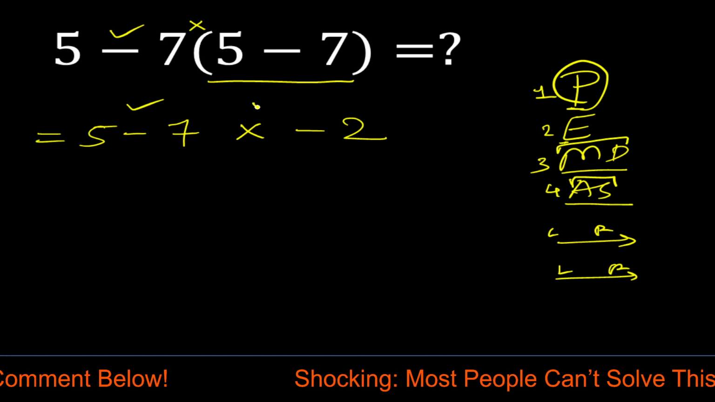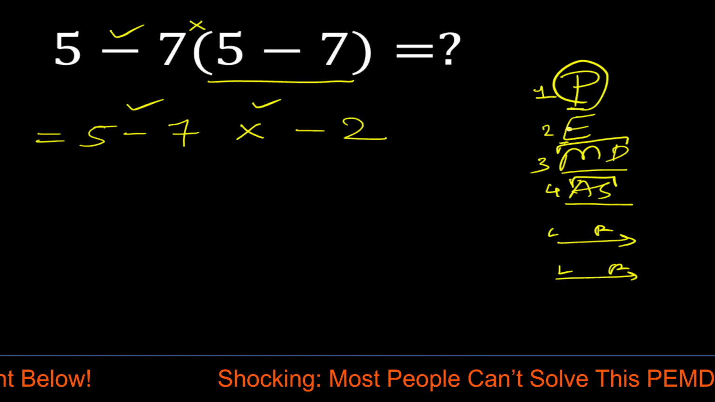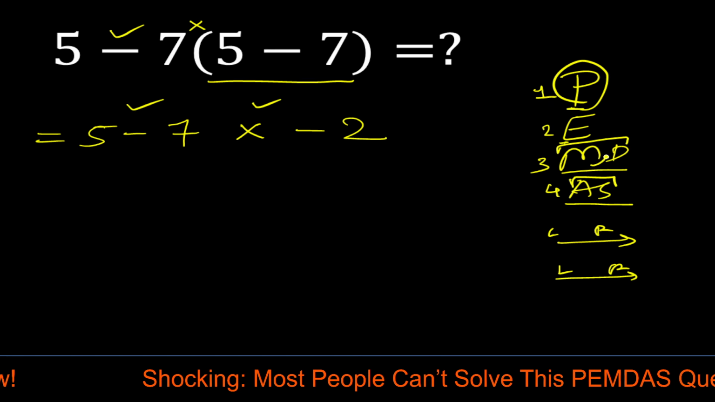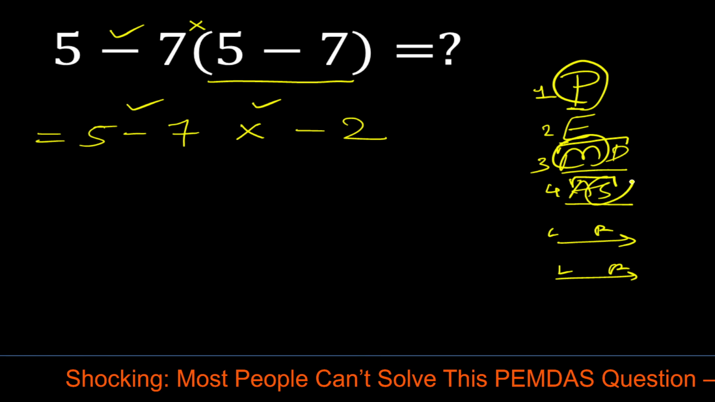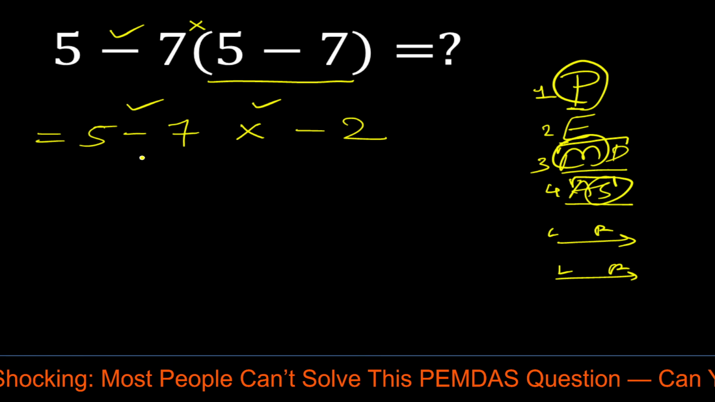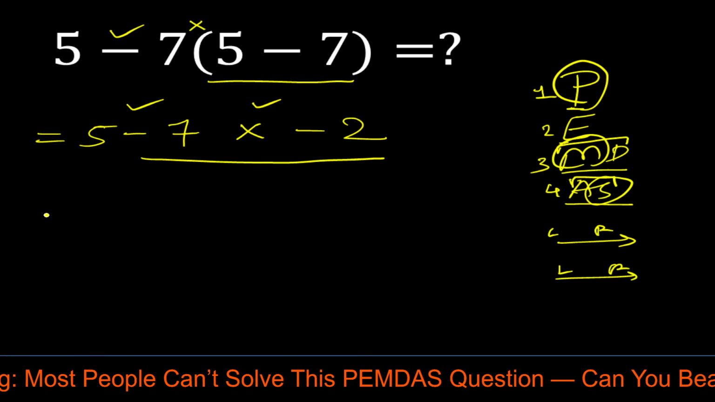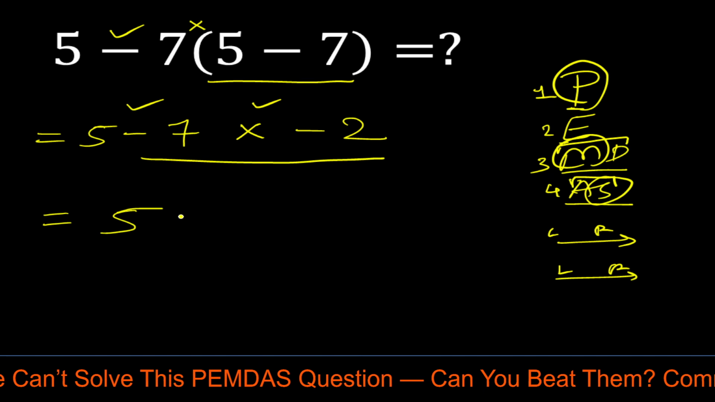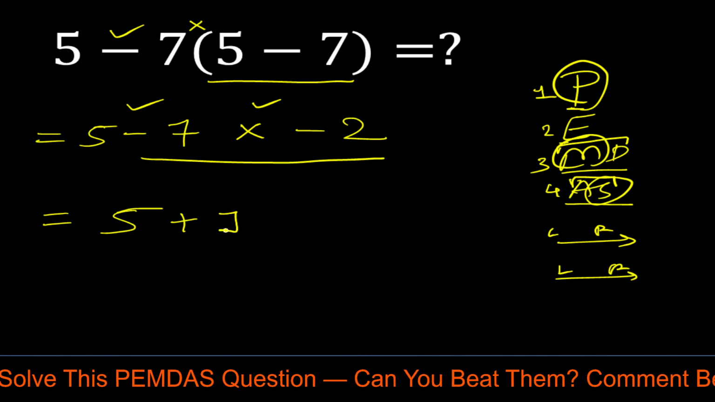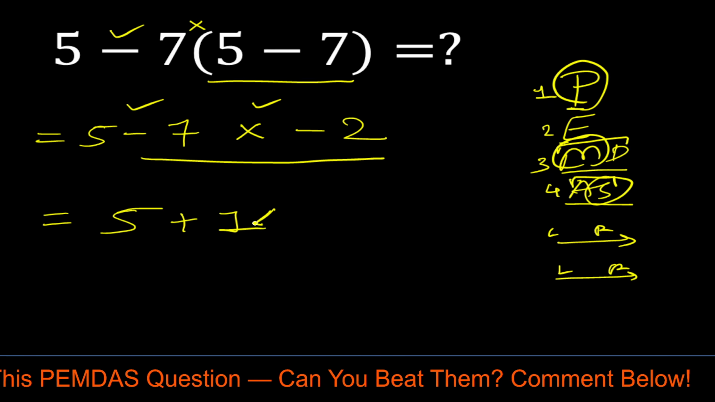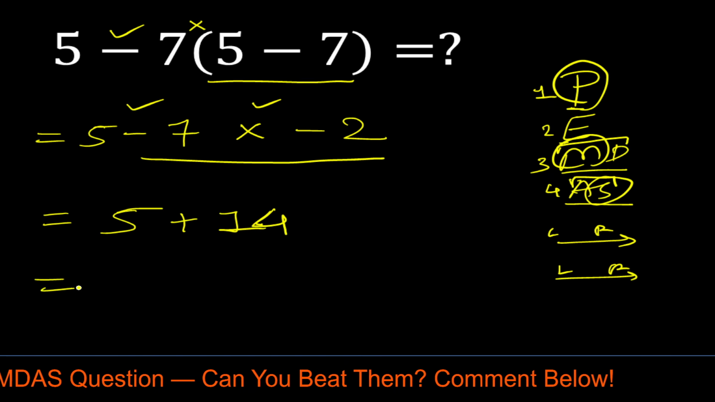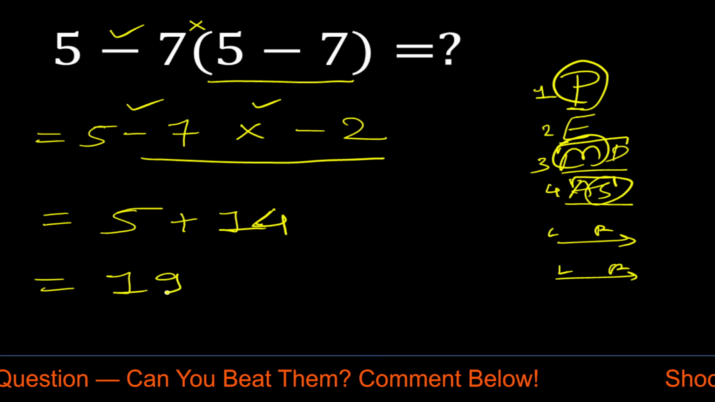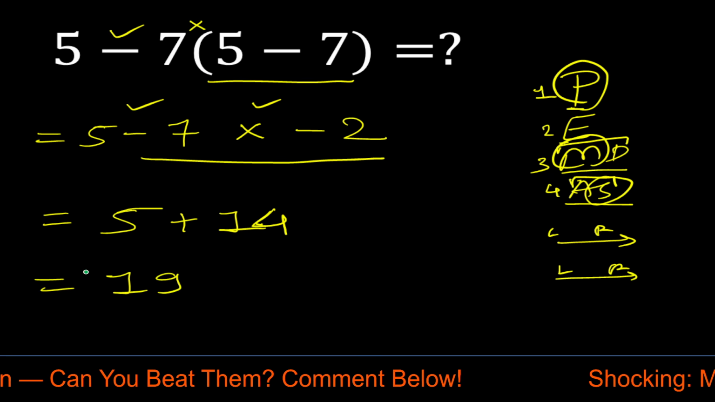Now here we have subtraction, here multiplication. So according to PEMDAS rule, first we have to solve multiplication, then we have to solve subtraction, right? So first we have to solve this multiplication. So 5, now minus 7 times minus 2 is equal to plus 14. So 5 plus 14 is equal to 19, right? So the correct answer is 19.